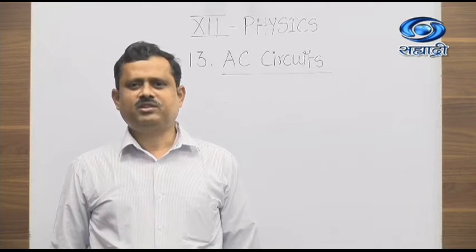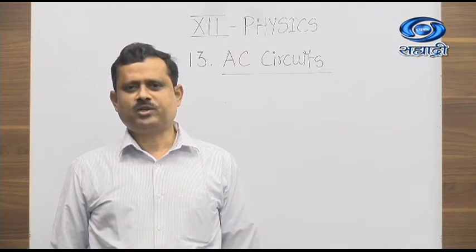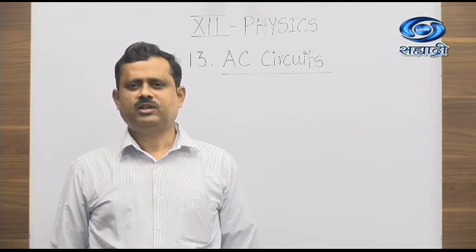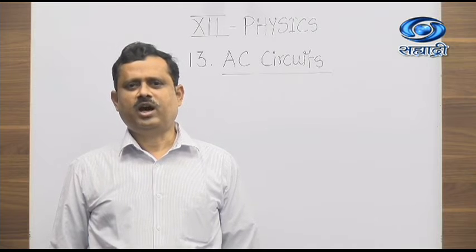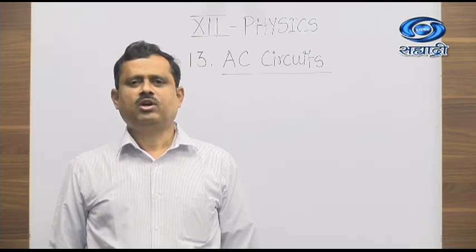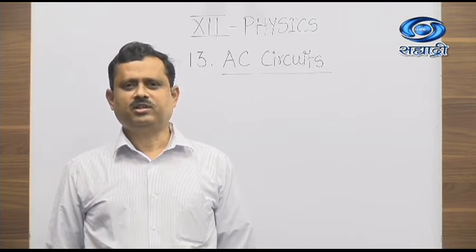We have started with the chapter AC circuits, in which we have studied two types of currents, alternating current and direct current. We have also revised Faraday's laws of electromagnetic induction, Lenz's law, and after that we discussed what is the mean value of the current and RMS value of the current.